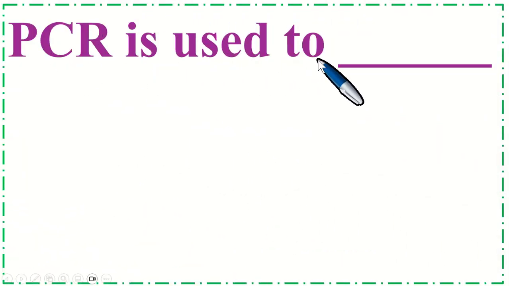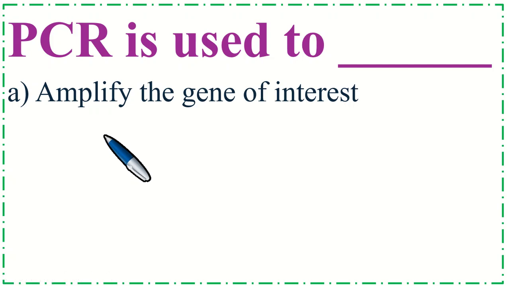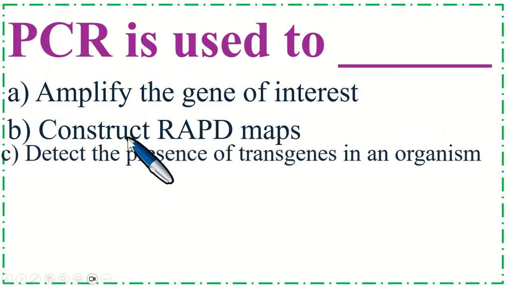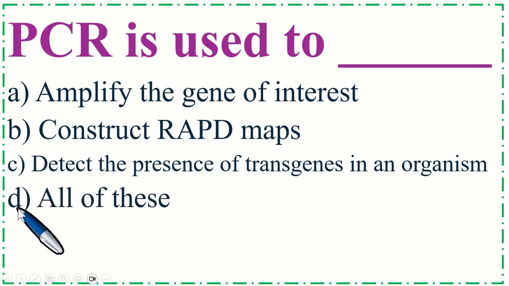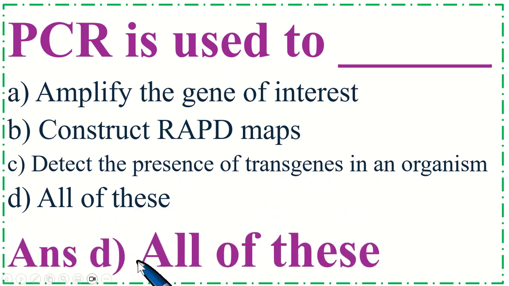PCR is used to dash. Option A amplify the gene of interest, B construct a repeat map, option C detect the presence of transgenes in an organism and option D all of these. Correct option is D all of these.